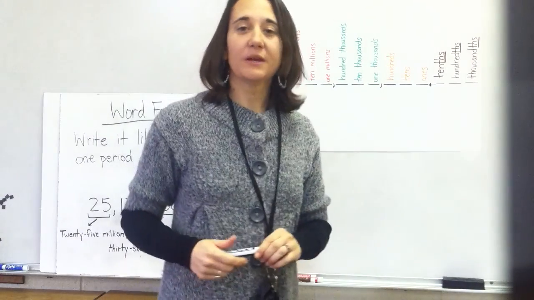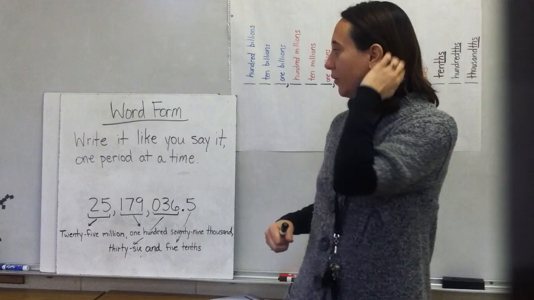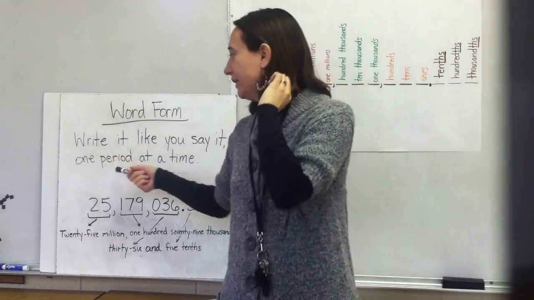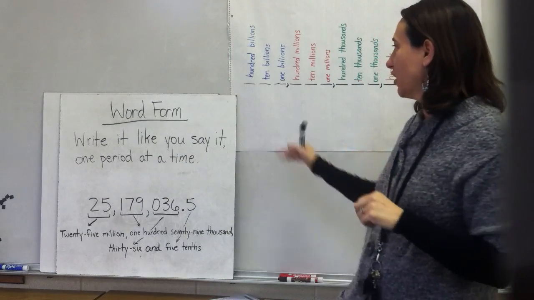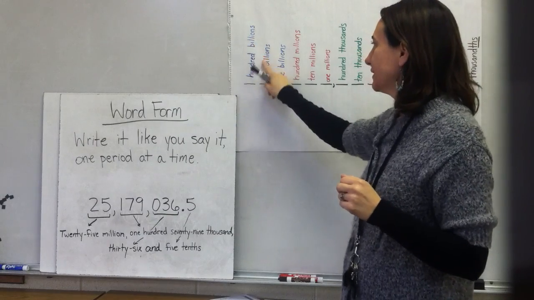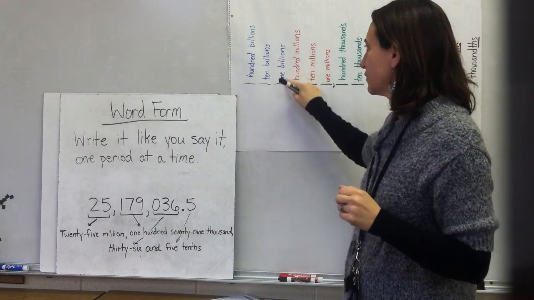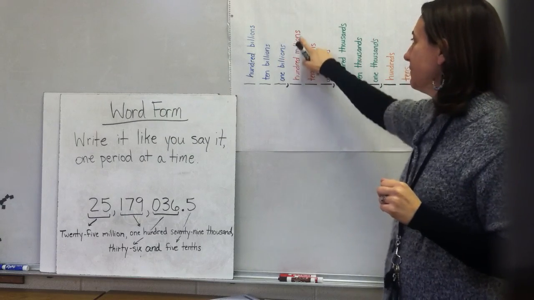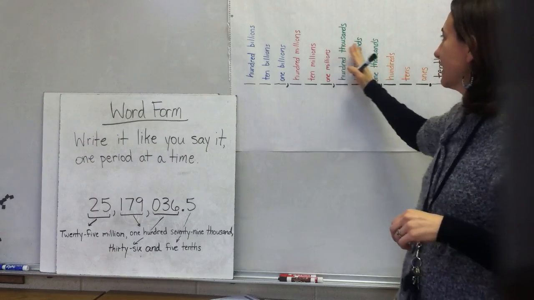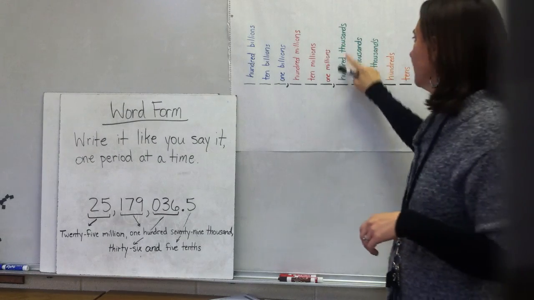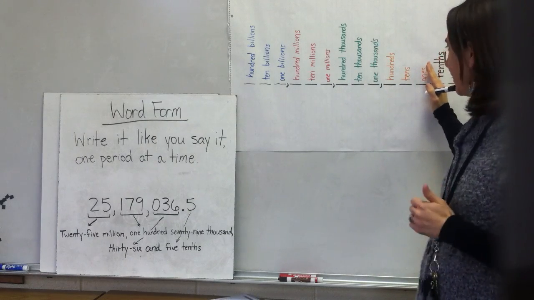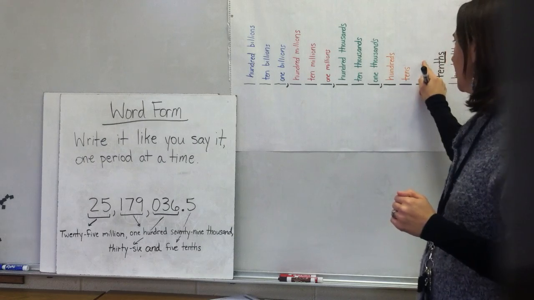Now that we've talked about expanded form, let's talk about word form. Word form is where you write it exactly like you say it, one period at a time. If we look at our place value chart, each different color I have up here is a different period. For example, this is the billions period because you have 100 billions, 10 billions, 1 billion. This is the millions period because you have 100 millions, 10 millions, 1 million. This is the thousands period because it has 100,000s, 10,000s, 1,000. This is the ones period because it has hundreds, tens, and ones.